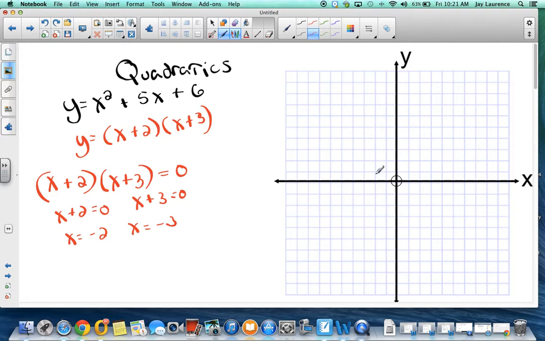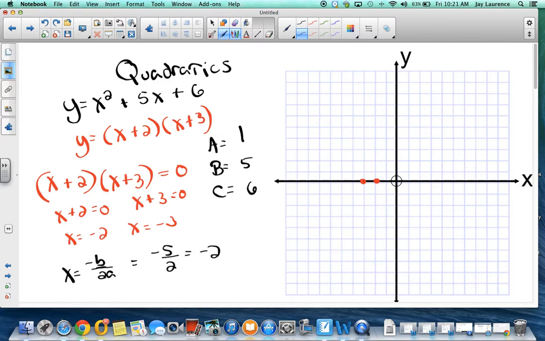Now, what did I just find? I just found my zeros. Negative 2 and negative 3 are right there. Now I can go find my vertex. So I'm going to take x equals negative b over 2a. I probably should identify a, b, and c, to make sure I don't make any mistakes here. And so a is 1, b is 5, and c is 6. So it's going to be negative 5 over 2, which is negative 2.5. So the x-coordinate of my vertex and my axis of symmetry are the line x equals negative 2.5.